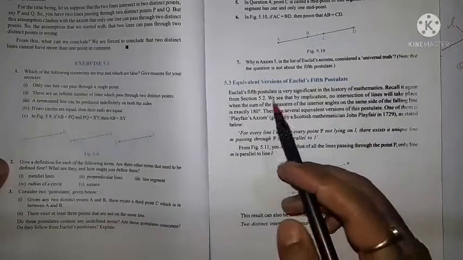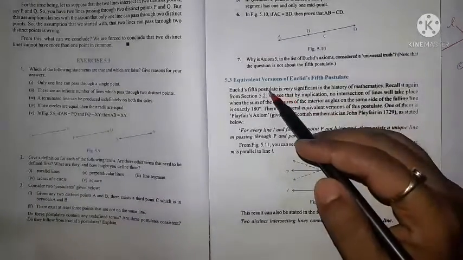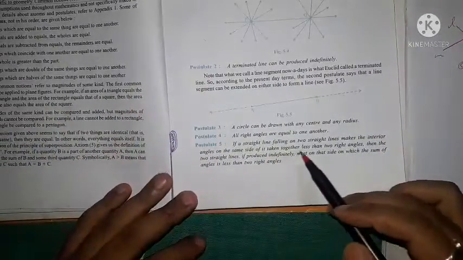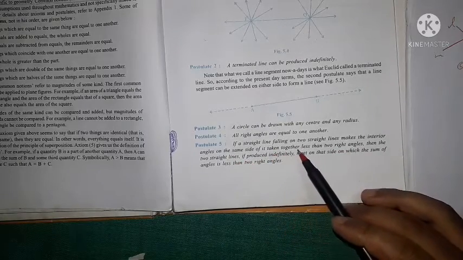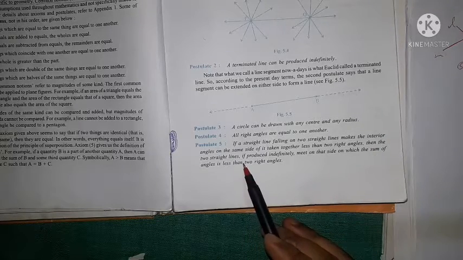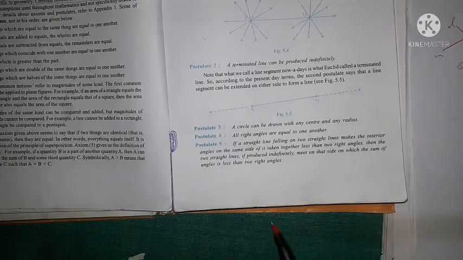Now, equivalent versions of Euclid's fifth postulate. Here we will discuss the equivalent versions of Euclid's fifth postulate. So let us recall what the fifth postulate states. If a straight line falling on two straight lines makes the interior angles on the same side of it taken together less than two right angles, then the two straight lines, if produced indefinitely, meet on that side on which the sum of the angles is less than two right angles.